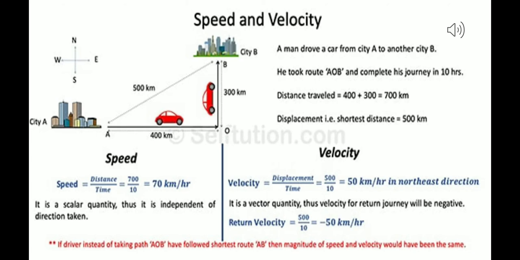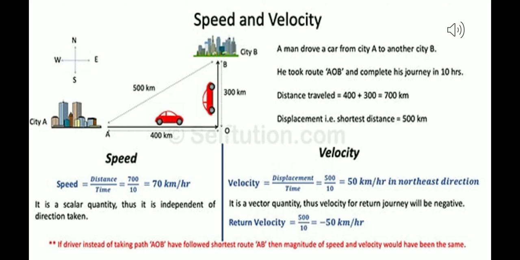Suppose a body is moving first 100 meters in 5 seconds. Again, next 100 meters again in 5 seconds. Next 100 meters again in 5 seconds. So this is uniform speed. Whereas if the body moves first 100 meters in 5 seconds and next 200 meters in, suppose, 5 seconds, so this is non-uniform speed.